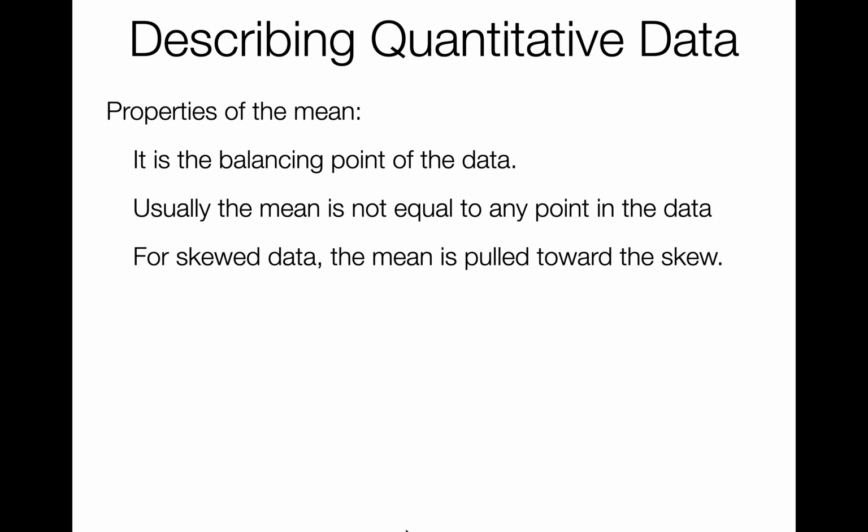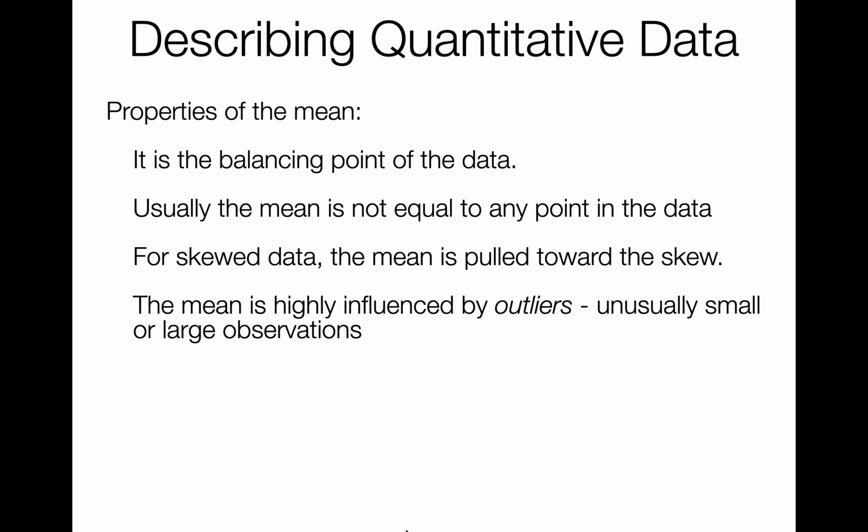For skewed data, the mean is pulled towards the skew. Okay? This is a not so good property of the mean that we need to keep in mind when we're talking about measures of center. If I have really skewed data, the mean is maybe not the greatest idea to be the one that's reported. Okay? So, along the same line, the mean is highly influenced by outliers. What is an outlier? It's an unusually small or large observation in the data.